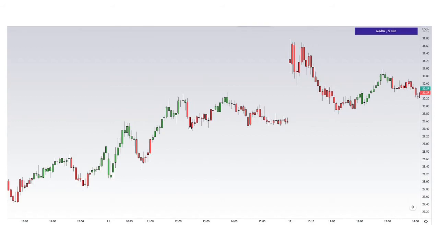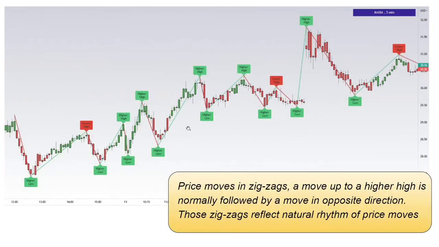And if you are a trader, especially if you are a day trader, this is what you would like to catch. You would like to catch those intraday moves. And we can use a standard zigzag indicator, which would highlight for you those swings. So we call those moves up and down swings.